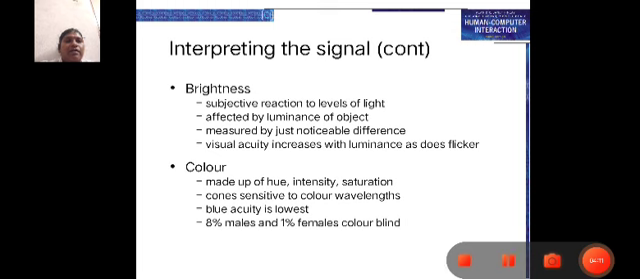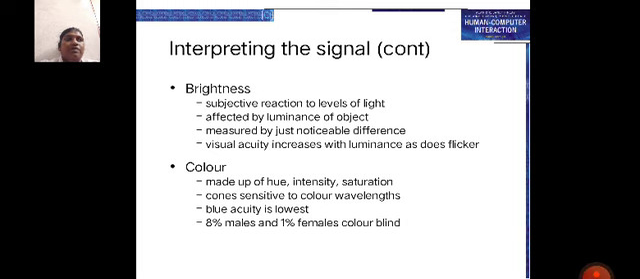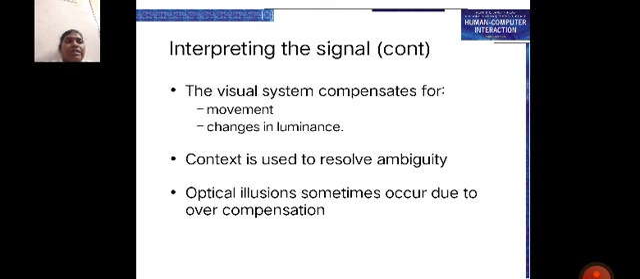And color. Color is made up of hue, intensity, and saturation. Cones are sensitive to color wavelengths. We also know that blue accuracy is lowest, and 8% of males and 1% of females are colorblind. These are all from the senses. Then the visual system is sensitive to movement and change in luminance. Based on that, the interpreted signal will be given to the brain.